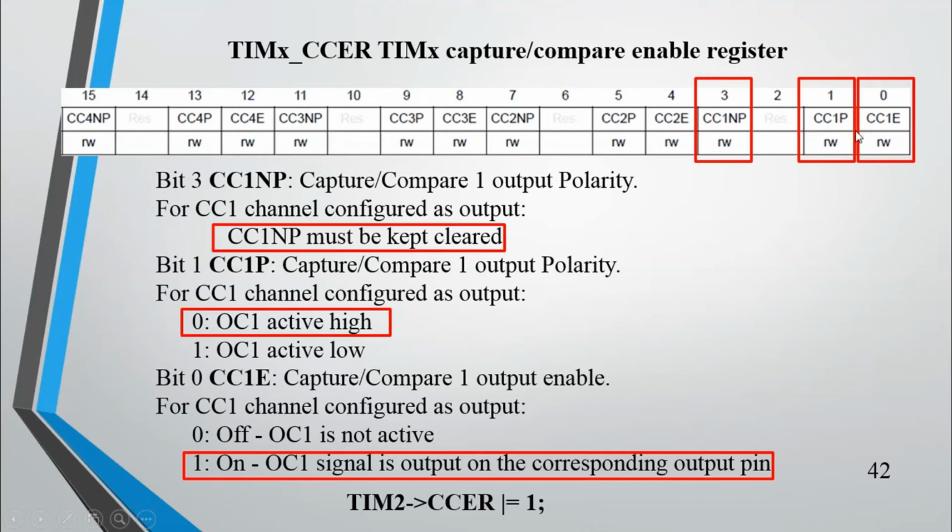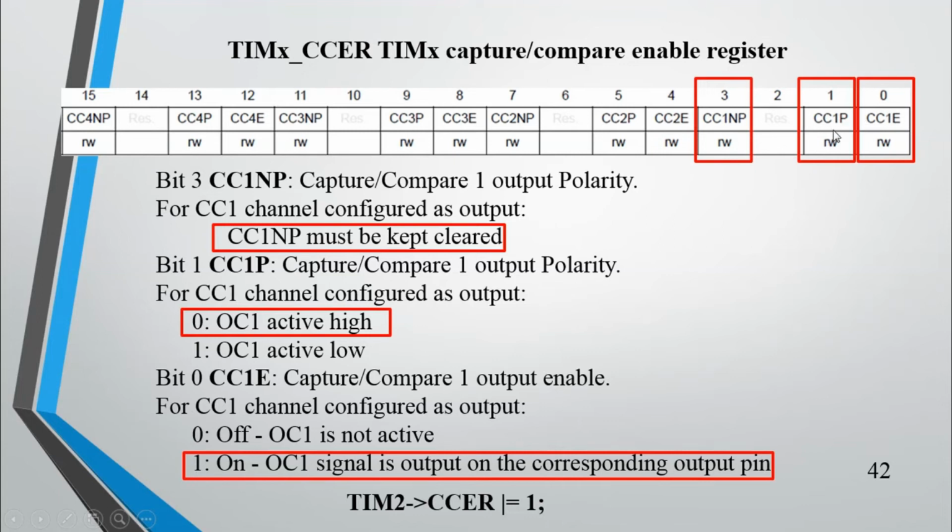CC1 enable. From the name itself you will get that it is used for enabling the output of capture compare 1. Previously you configured channel 1 as output. In this step you are enabling the output, or enabling the channel. What value should you write in bit number 0? You need to write 1. When you write 1, you are actually enabling channel 1. You are making it on. That means the output compare for channel 1 signal is output on the corresponding pin. That means you are enabling channel 1 of timer 2. You need to write 1.